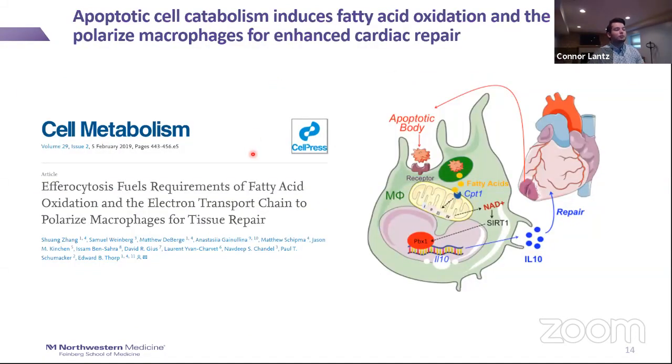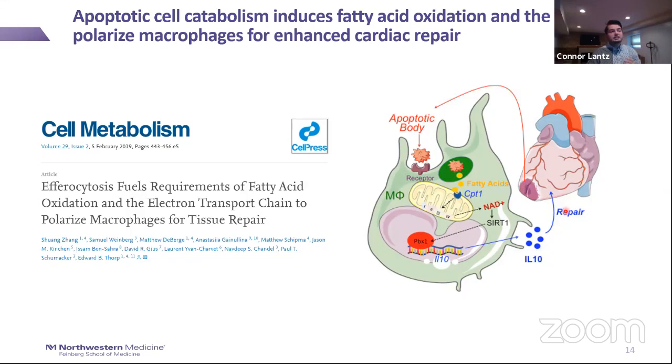Furthermore, our lab has shown that apoptotic cell catabolism induces different metabolic programs within the macrophage. Dr. Shuang, a previous graduate student in Ed's lab who's now a postdoctoral fellow at Harvard, showed that upon efferocytosis, the macrophage increases genes for fatty acid oxidation, and in turn an increase in the electron transport chain. This drives expression of IL-10, a really important mediator of inflammation resolution that enhances cardiac repair.